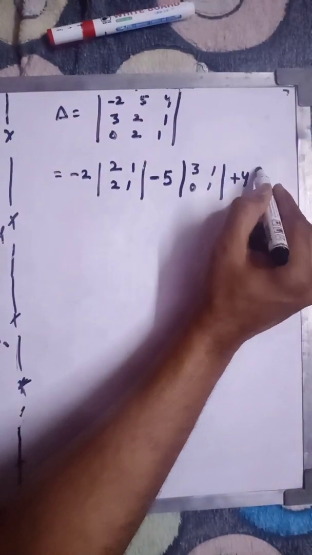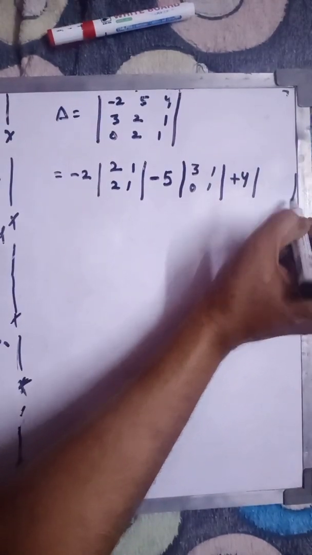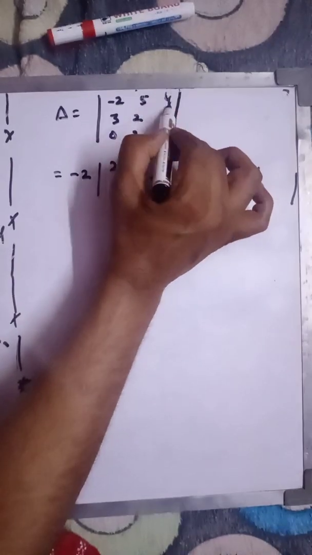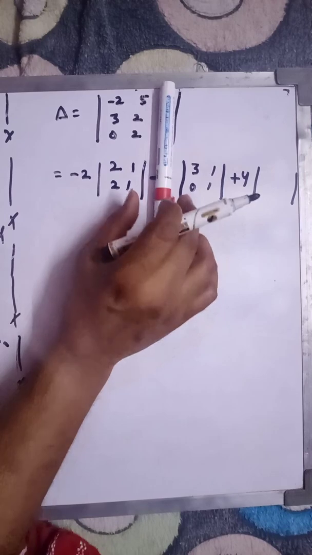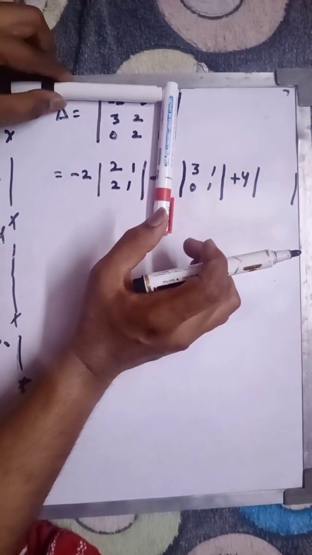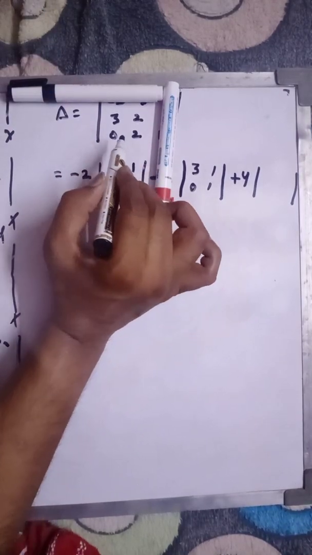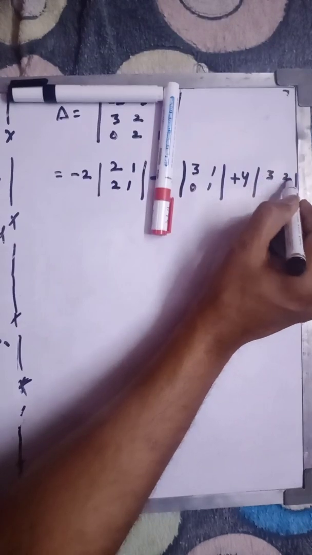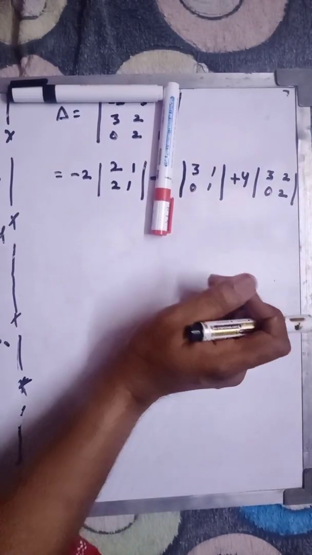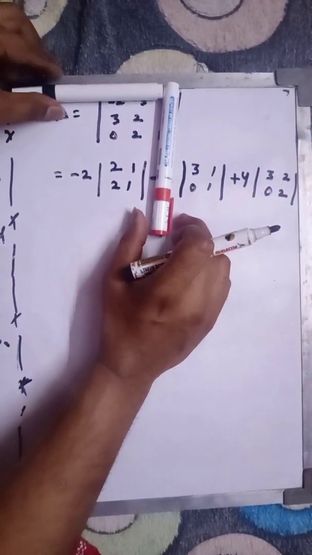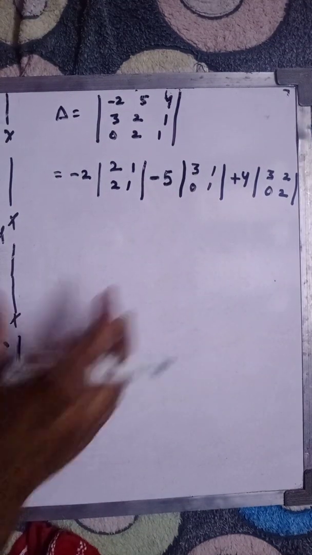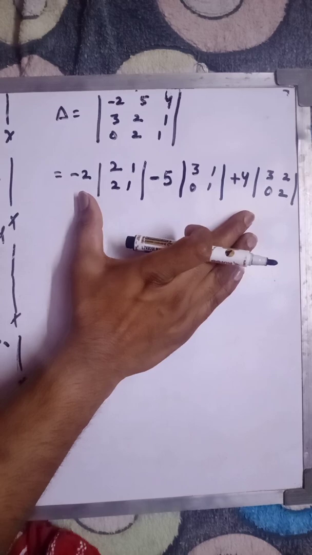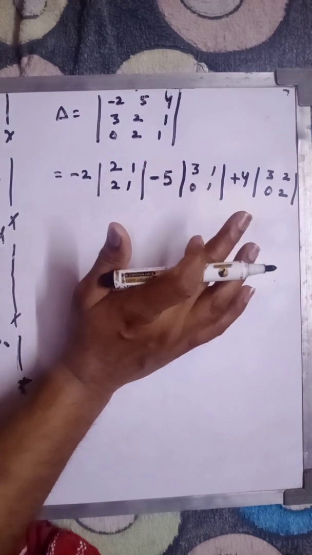That is 4, and then you have to write the same brackets. And this 4 is coming in this column and in this row, first row. So the elements which you can see, that is 3, 2, 0, 2. Fine. This is how we can find this step if the order is 3:3.